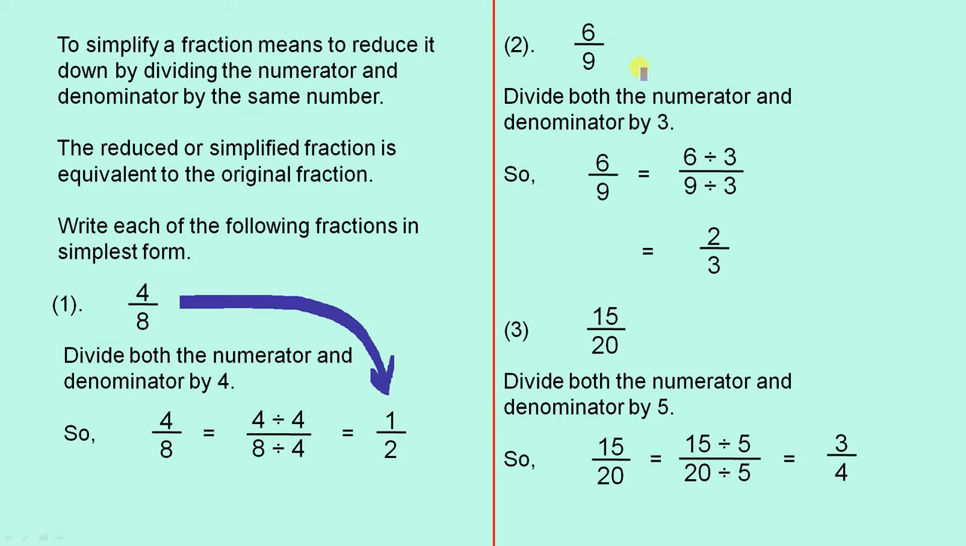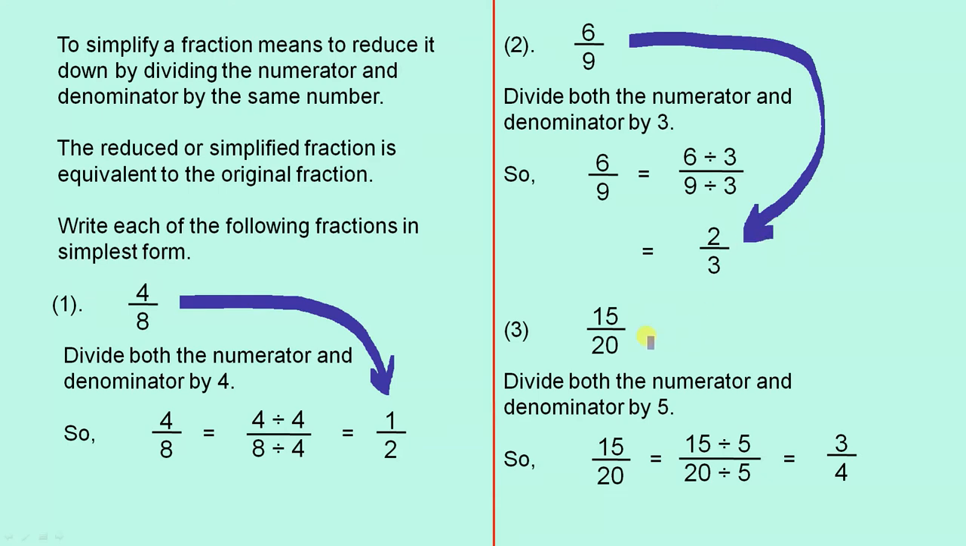6 over 9. We can see by our knowledge of 3 times tables that we divide both the numerator and denominator by 3. So 6 over 9 is 6 divided by 3 over 9 divided by 3. And that gives us 2 over 3. So 6 over 9 was the original fraction. That is the simplest form.